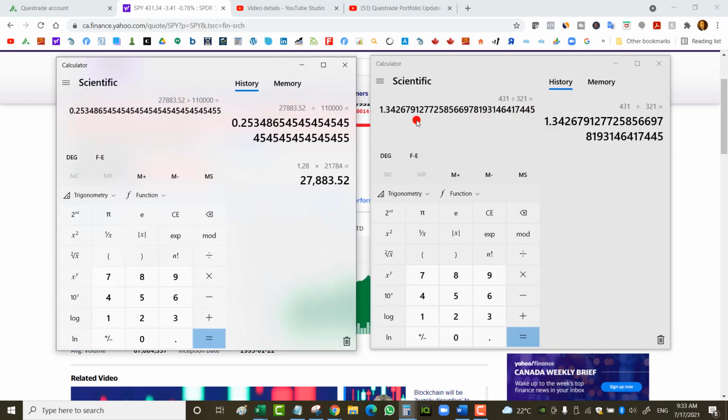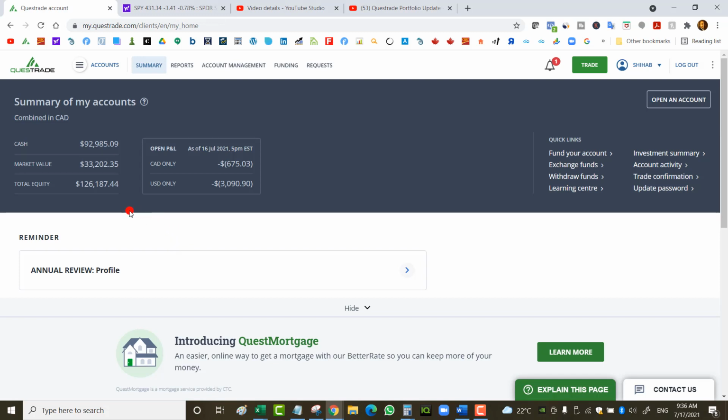So can we conclude in this case that buying and holding the SPY or the index is better than option selling? Well, I'm going to say that option selling is still better, and here's why. This is my opinion. First of all, if you look at my Questrade account, my market value is 33,000, but my cash is 92. So I still have about 92,000 of available cash. So about 70 to 80% of my balance or equity is still in cash.